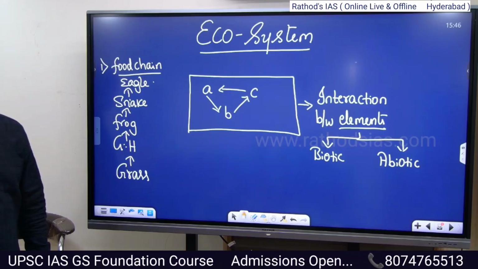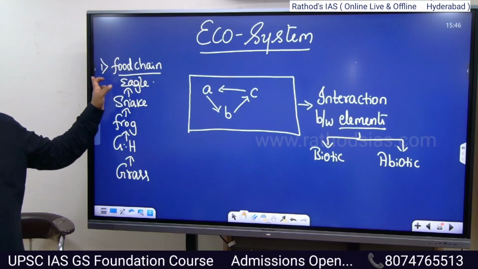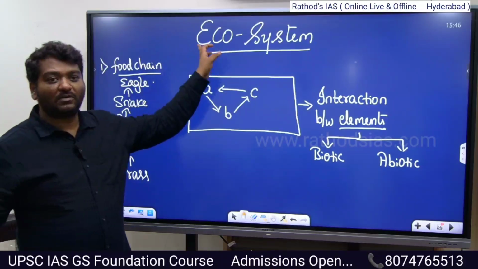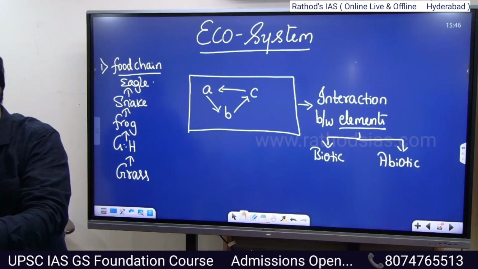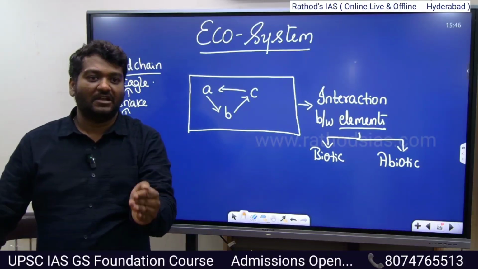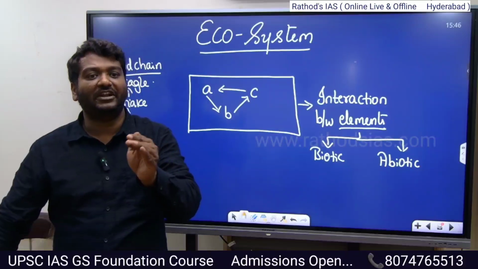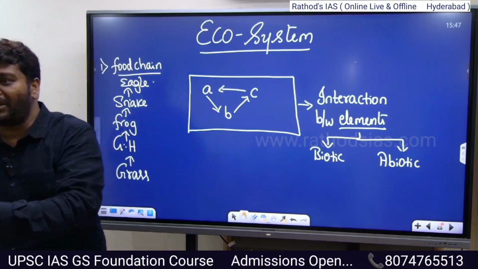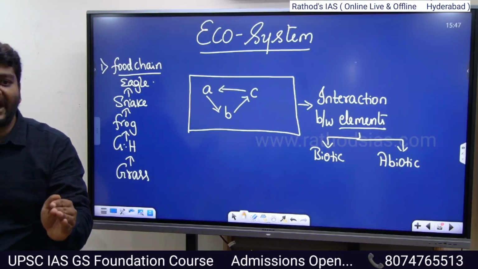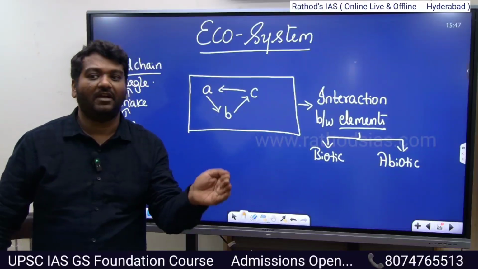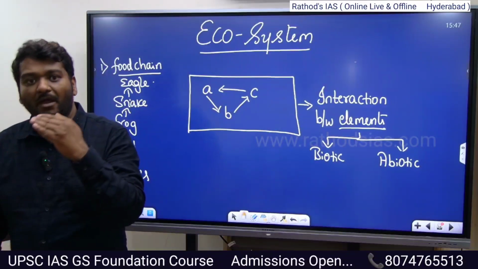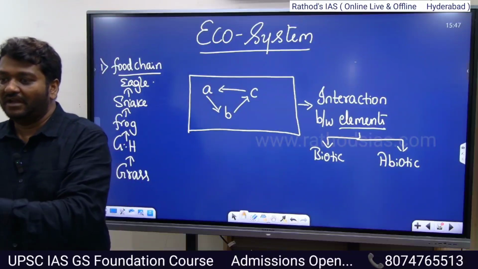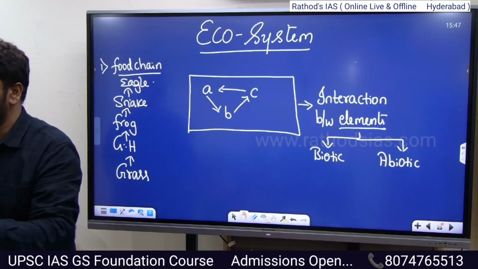Yes, that is called as what? Food chain. So that is called as what? Ecosystem. What is system? Interaction between different elements. So in the environment, different elements are biotic and abiotic. The interaction between biotic and biotic, biotic and abiotic, abiotic and abiotic is called ecosystem.